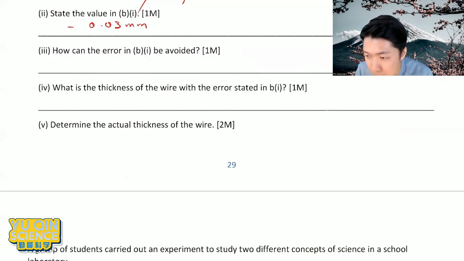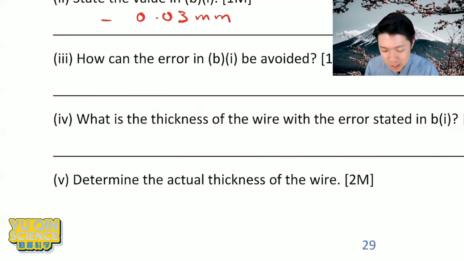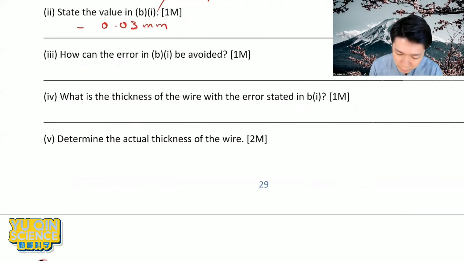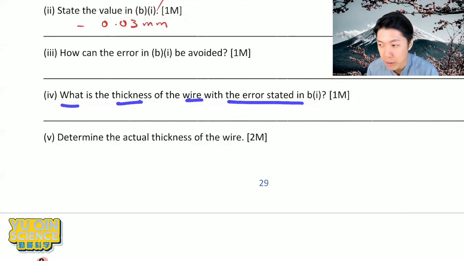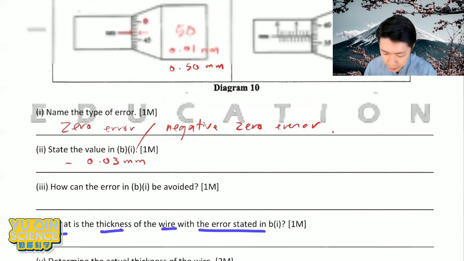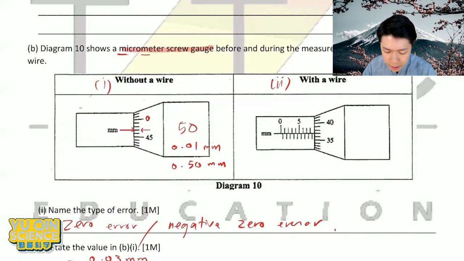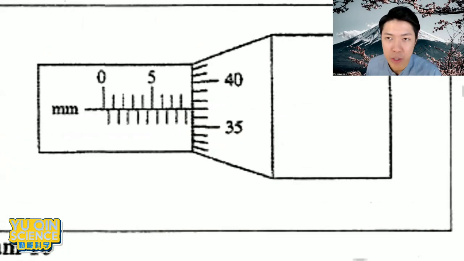Why does the question not ask us how to fix it? No, the question asks how to be avoided. See, the one to fix, we want to avoid. That means we want to minus it off. Okay, right. Like, what is the thickness of the wire with the error stated? With wire, okay, we do as usual. Don't care about the zero error first.